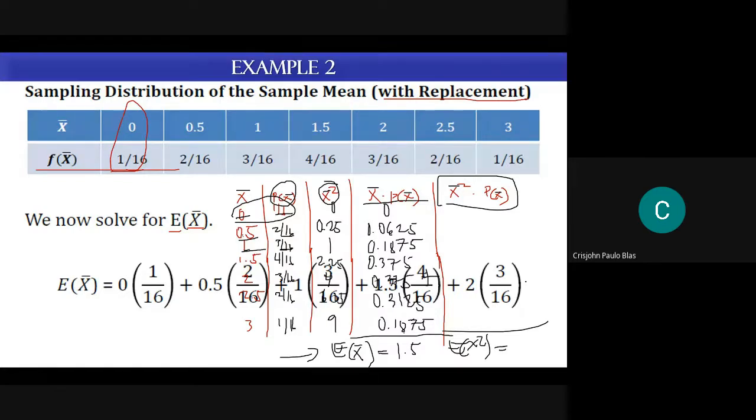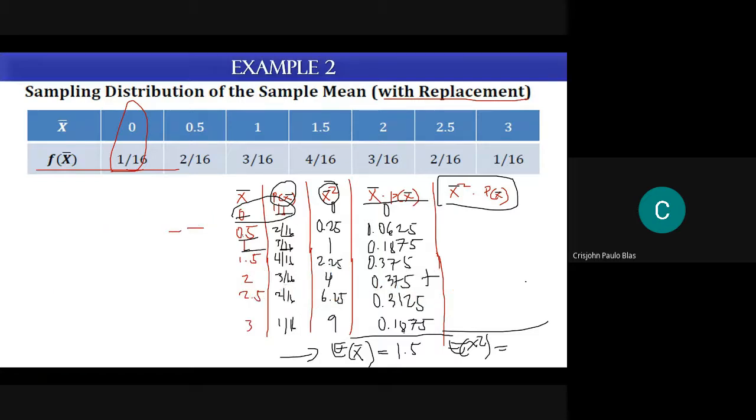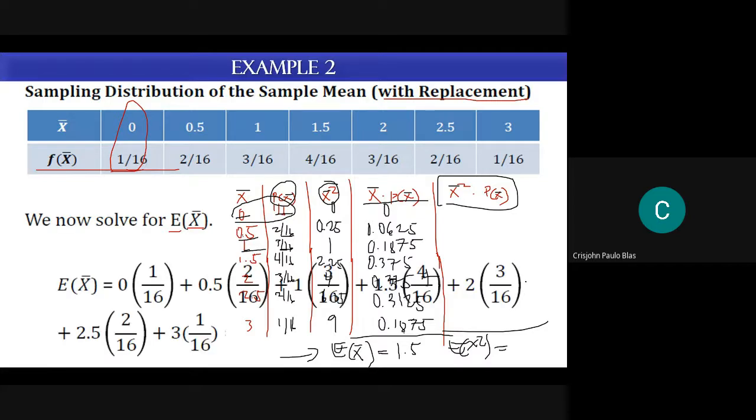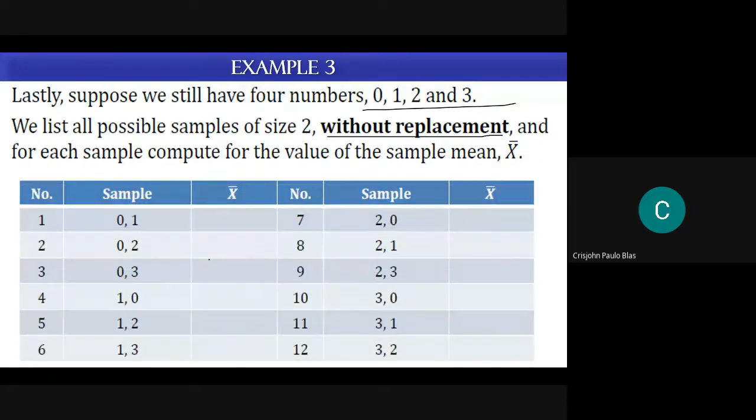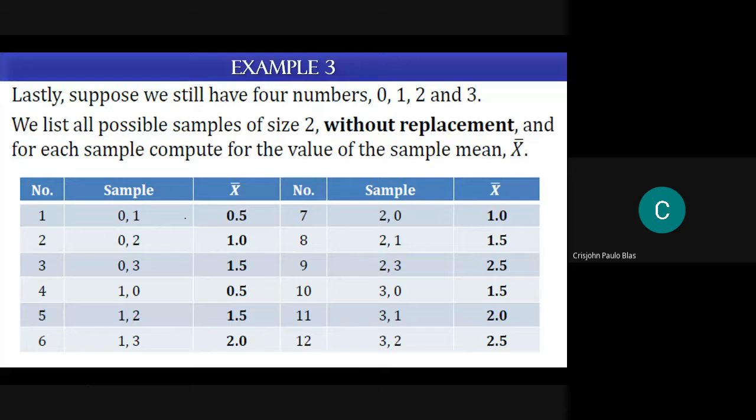Bakit, sir? Kasi may another way ako to solve that, no? Aside from doing it na napakahaba at napakatagal, pwede na pala tayong mag-stick to population. So, let's proceed to another example. Lastly, suppose that we still have 4 numbers pero without replacement naman. So, you're not going to include the 0, 0, the 1, 1, the 2, 2, and 3, 3 if it is without replacement. Our population is still 0, 1, 2, 3. That is a population size of 4.